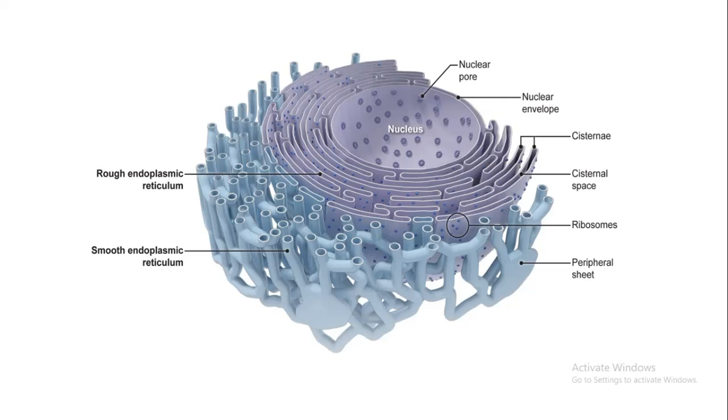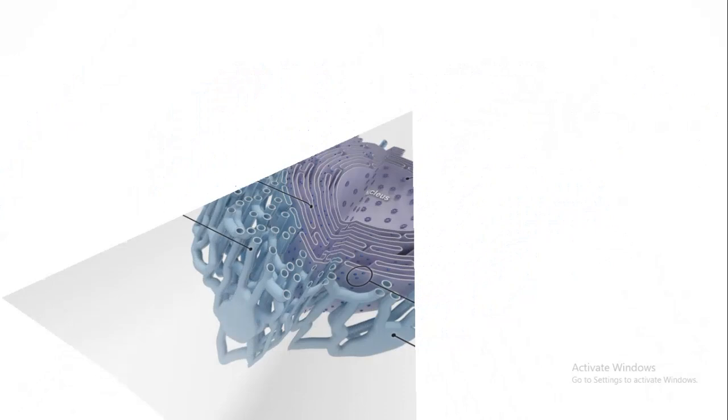If you look at this, this is the nucleus here. This nucleus will now interact with this part, which is the rough endoplasmic reticulum, having what? The ribosomes there. And then you also have the outer side, which is the smooth endoplasmic reticulum. Please pause this video, look at the contents, make sure that you are able to label all those parts.